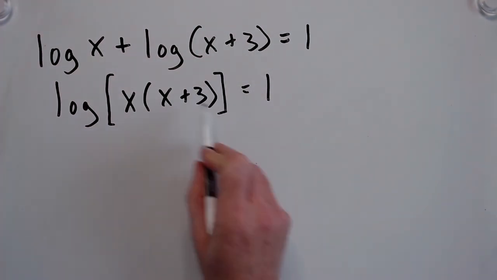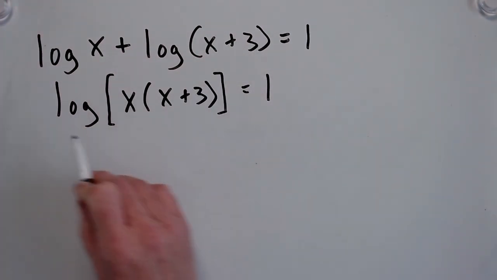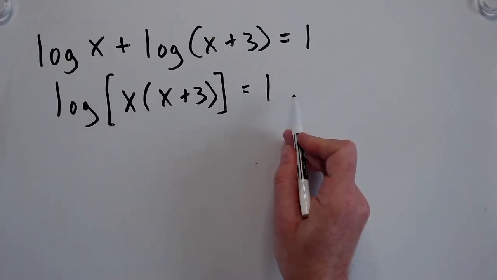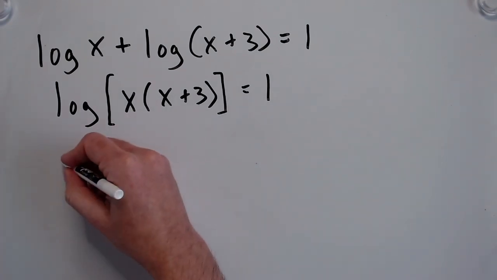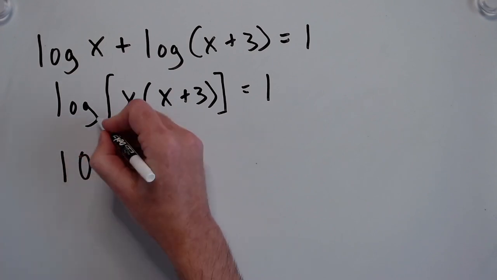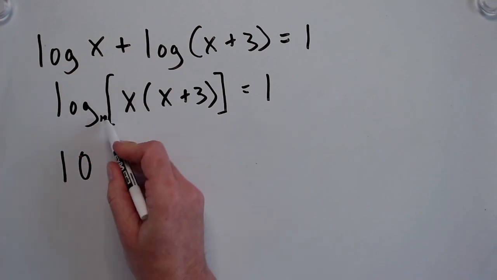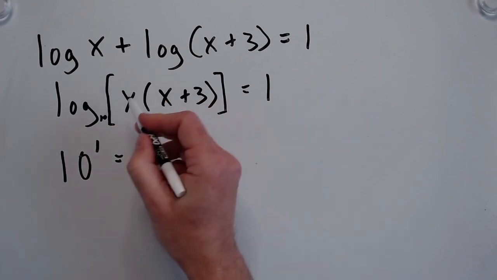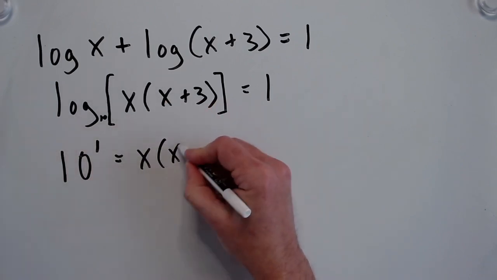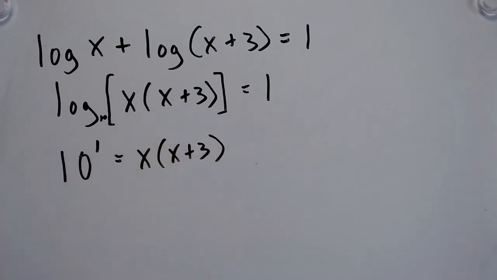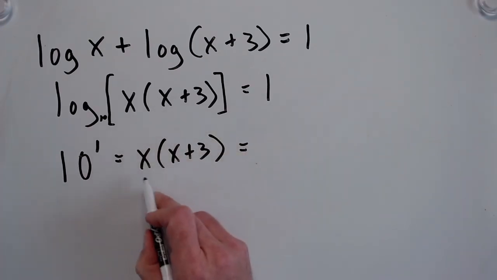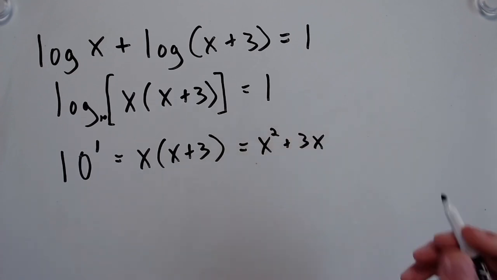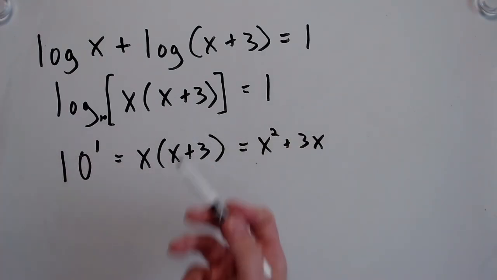And now we have a single logarithmic equation. Log base 10 of some stuff is equal to 1. So that base of 10, and again, there's a 10 here, 10 to the result, which is 1, is equal to the stuff inside the logarithm, x times x plus 3. And we've got a little more room over here. Let's expand this into x squared plus 3x. And 10 to the 1, well, it's just 10.